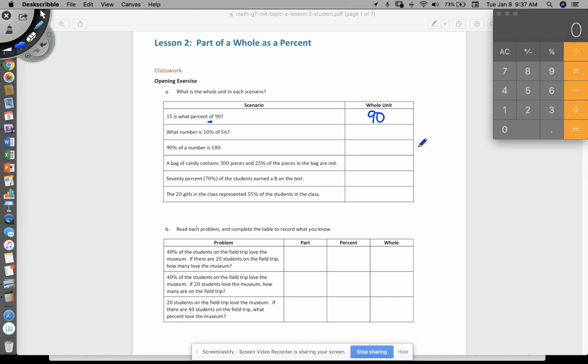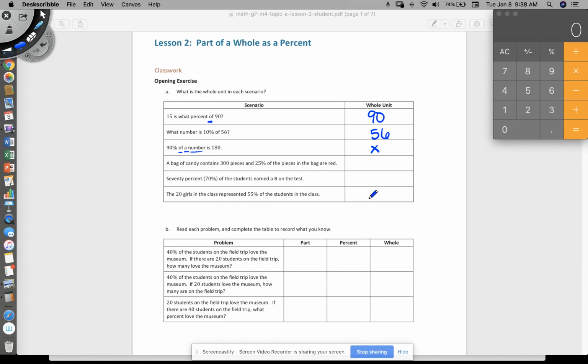What number is 10% of 56? Well, 56 is definitely our whole there because that is our total amount. 90% of a number is 180. Now, if you look at it, it says of a number. We don't know what that number is. So when we don't know what something is, we represent it by a variable. So we're going to represent it by the variable x.